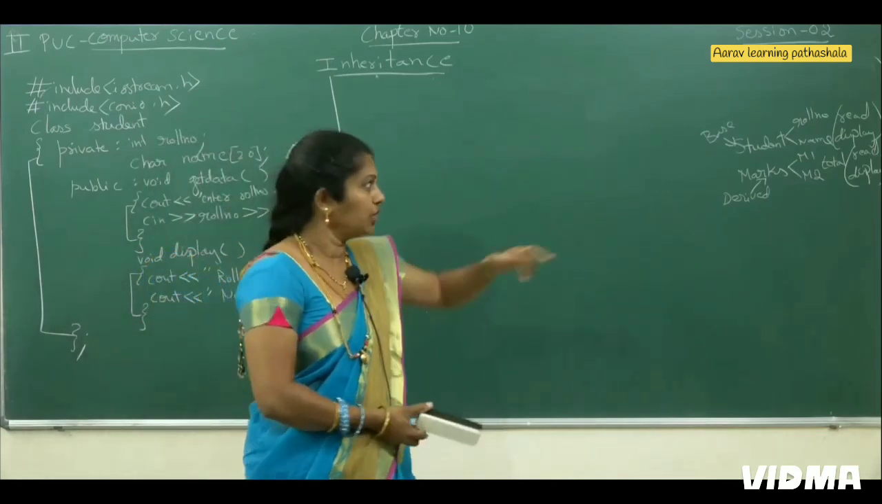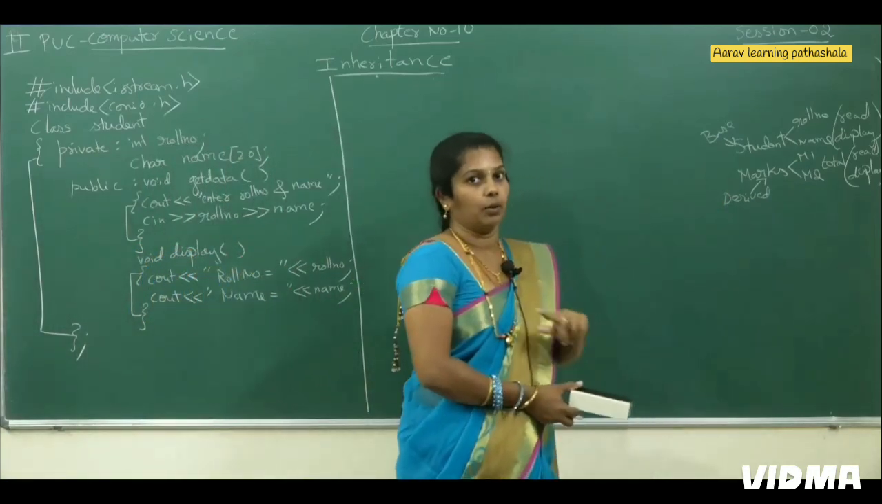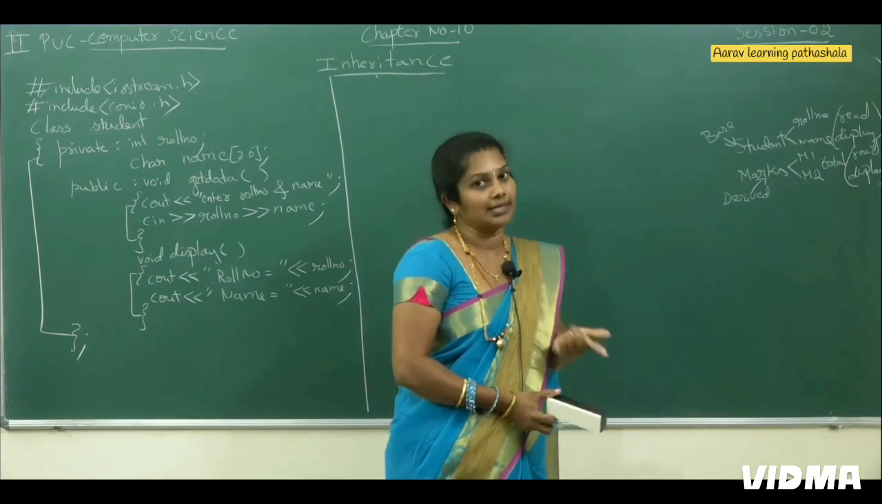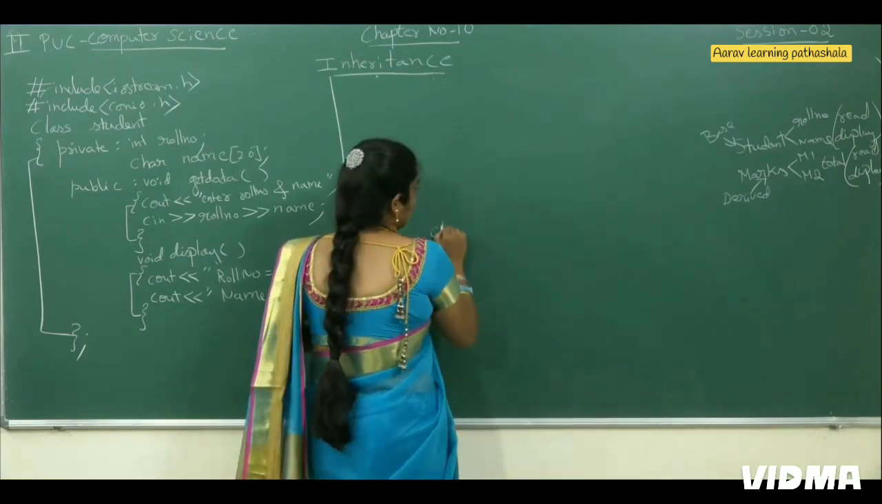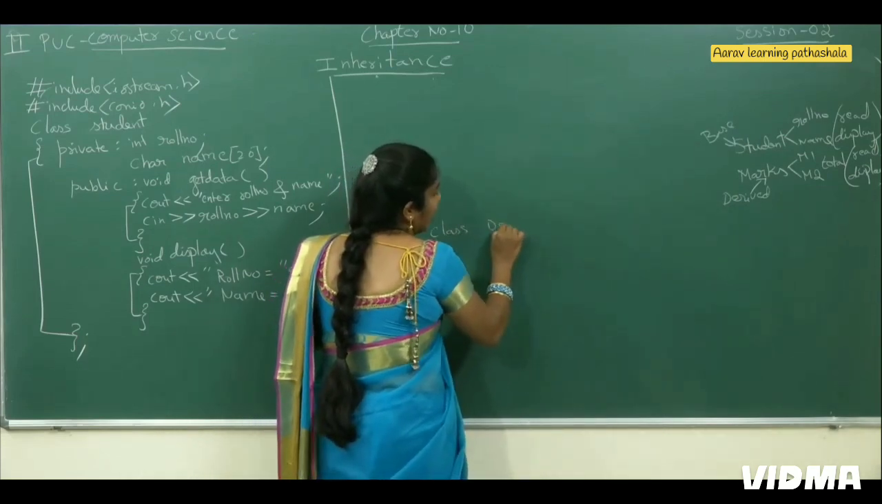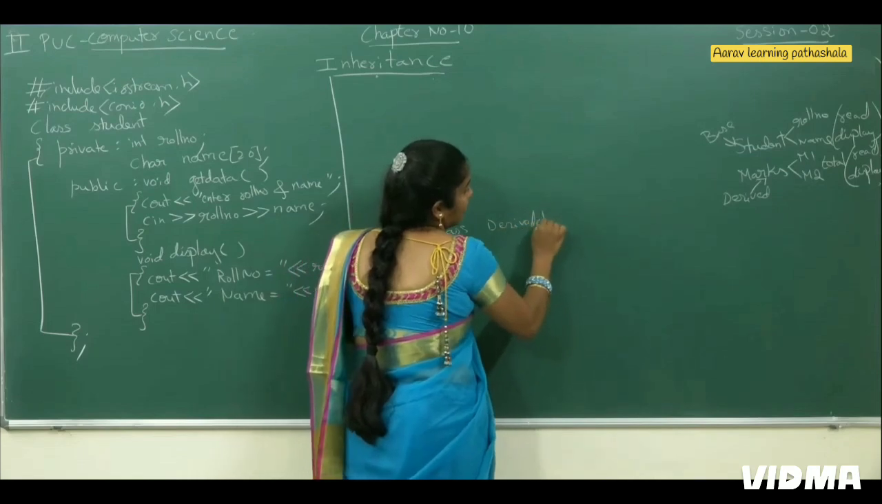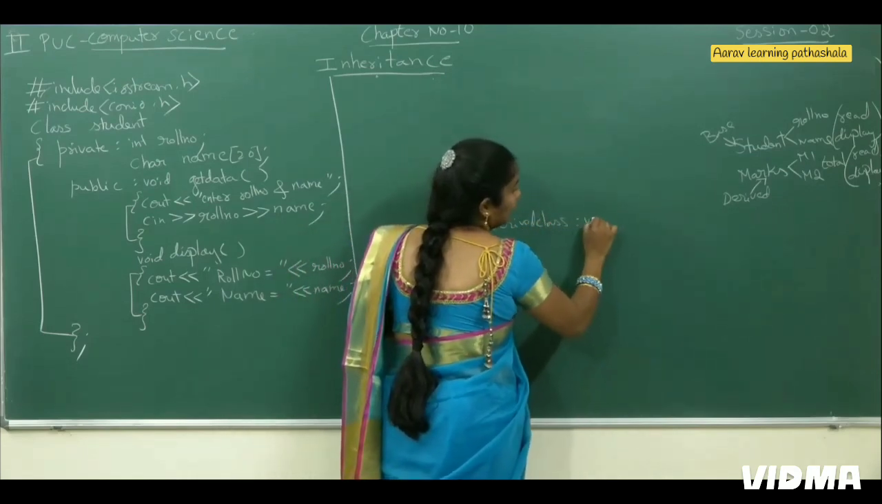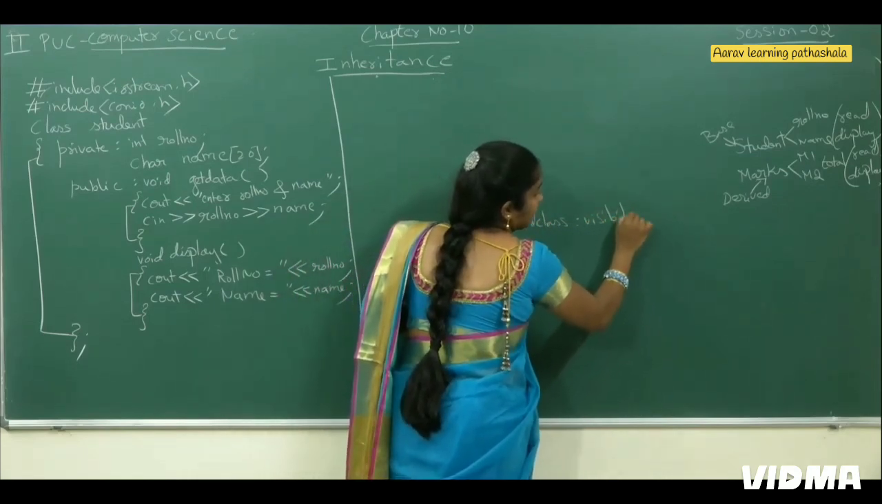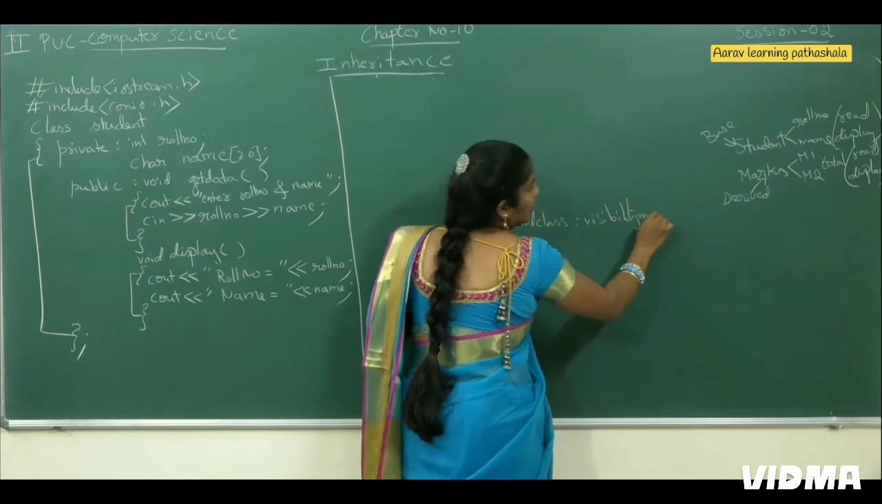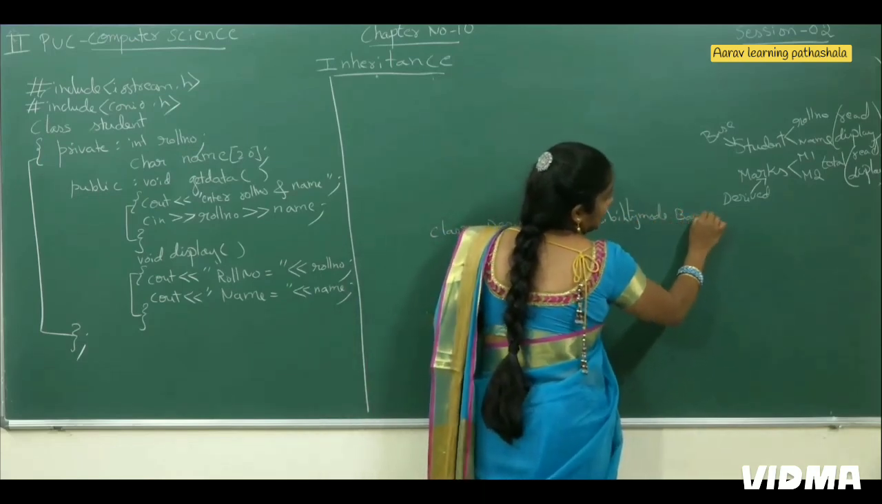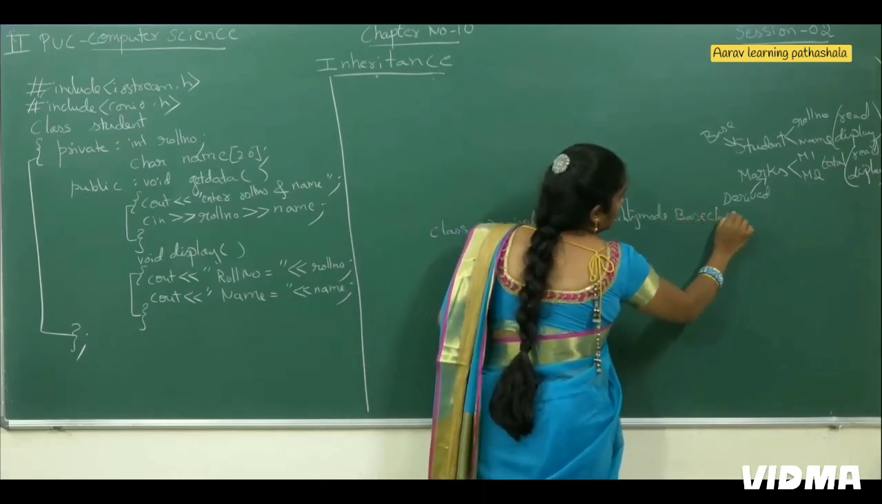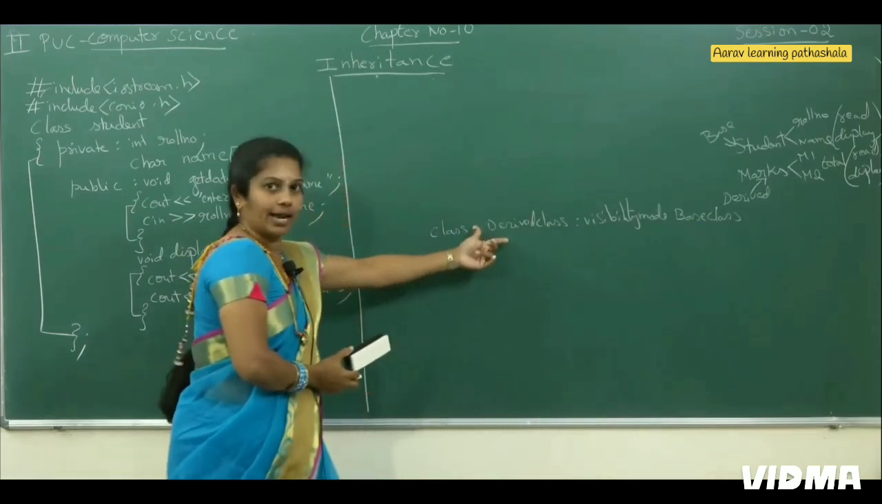Derived class yaudina baribeku? Marks na baribeku. Whereas already explained regarding the syntax. First how to write the syntax? Class derived class colon visibility mode, then base class. This is a syntax I told you, is it? Now how to create the derived class?